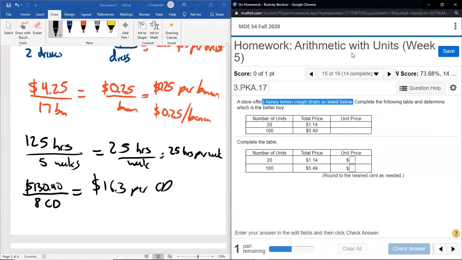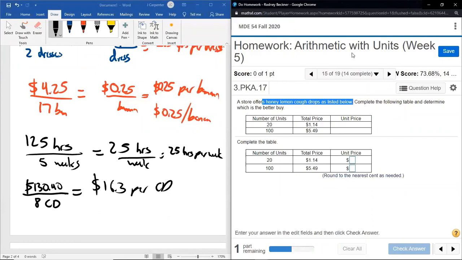That's kind of funny. Complete the following table and determine which is the better buy. Ah, this is that protein problem we did in class, but you know, just a little different, a little simpler. No per serving and all that jazz. It just gives you the total all together.